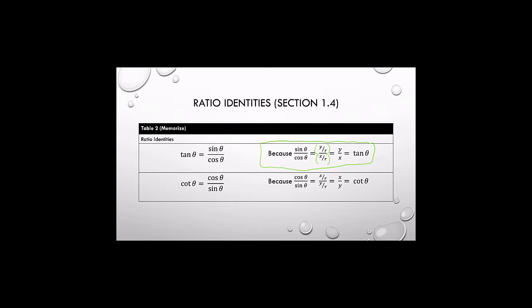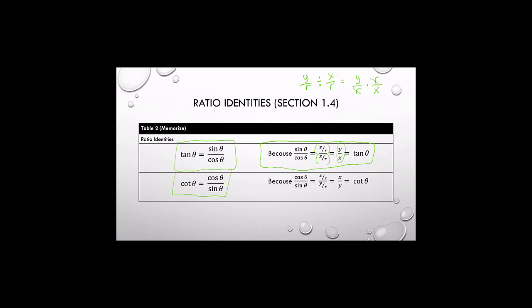Now y over r over x over r, how does that become y over x? Well, through a little bit of algebra. Y over r divided by x over r. The division becomes multiplication and you take the reciprocal of the second fraction. So our r's cancel and that is how you get y over x. But y over x by definition is tangent.